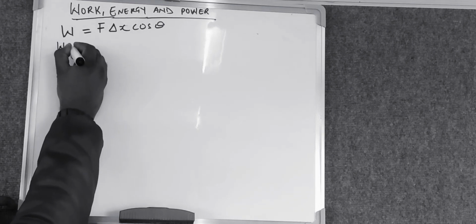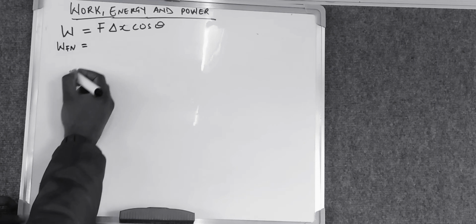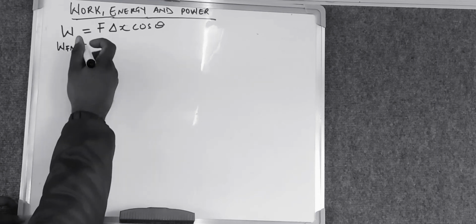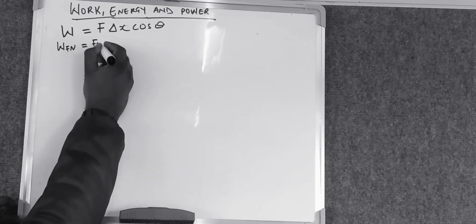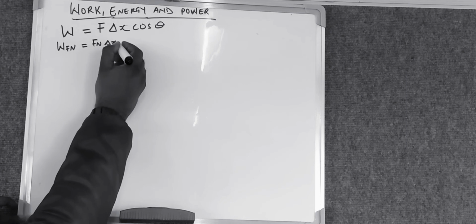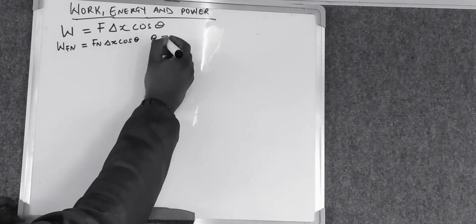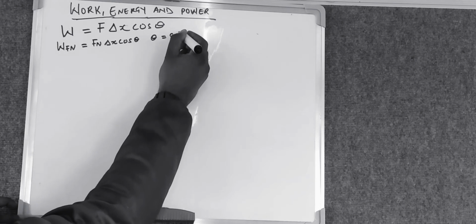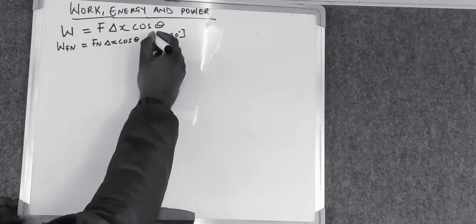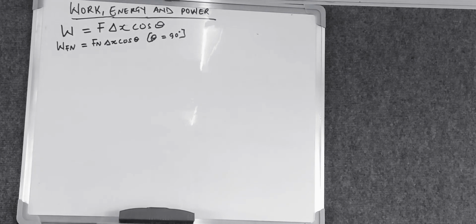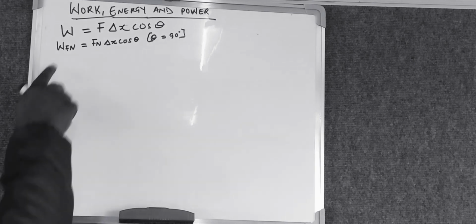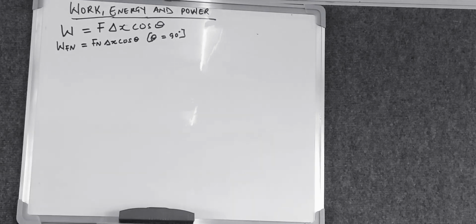remember, if you are calculating the work done by the normal force, it's always the normal force, displacement, cos theta. In this very case, remember that theta is always 90 degrees and cos theta is 0. So normally the work done by the normal force is 0.